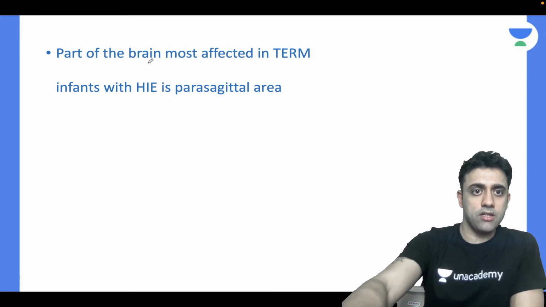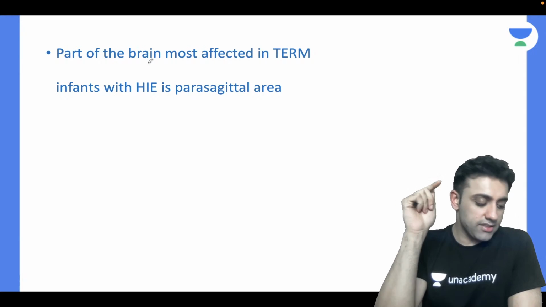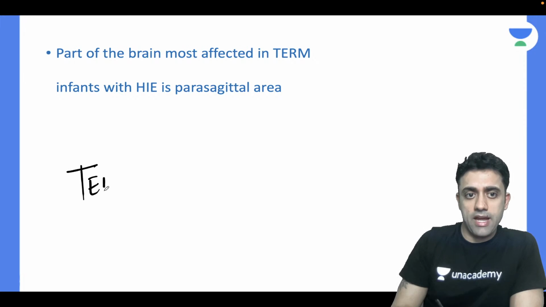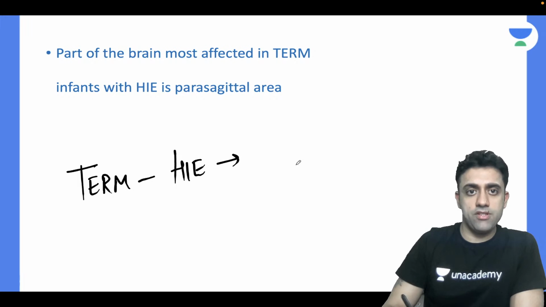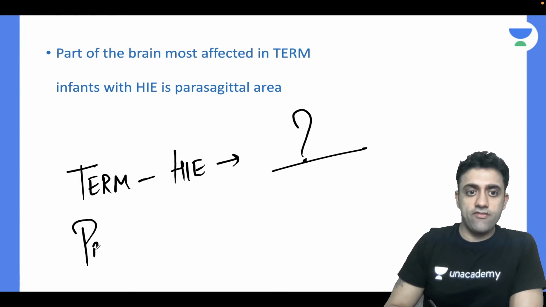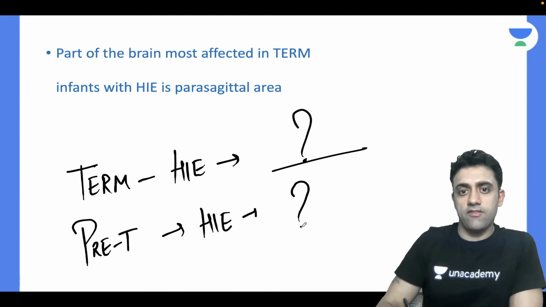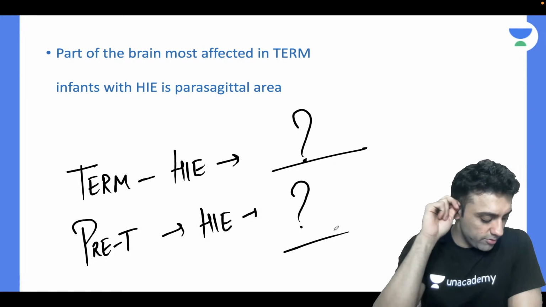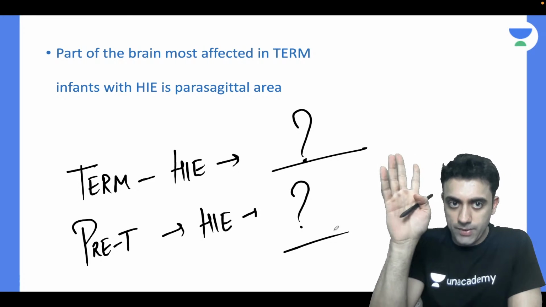This we have already done. And this is a very good question, and the next NEET PG question is: if a term baby has got HIE and did not cry immediately after birth, which area of the brain is affected? If a preterm baby did not cry immediately after birth, which area of the brain is affected? Okay, are you understanding? So these two are other NEET PG questions.